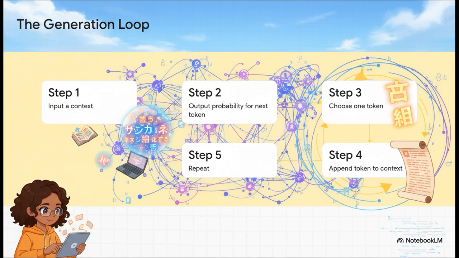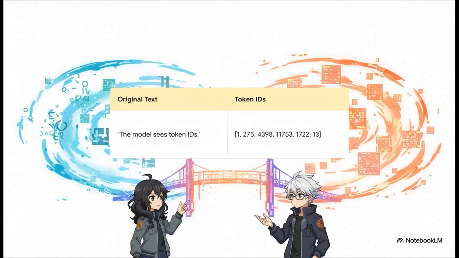And the whole process is this incredibly simple, yet powerful loop. You give it some context, the model spits out probabilities for every possible next token, it picks one, tacks it onto the end of the context, and then it just does it all over again. That's it, seriously. Everything else you see, code generation, what feels like reasoning, it's all built on top of this one fundamental loop.